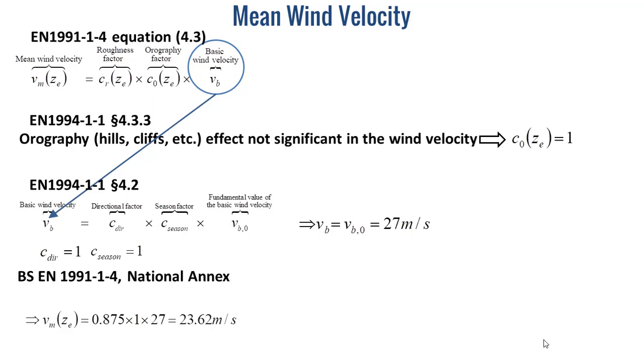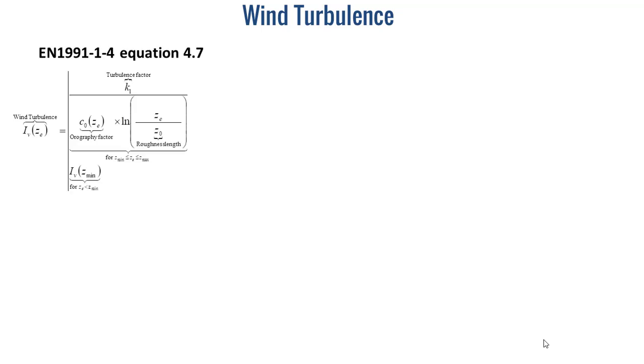Now we determine the wind turbulence using the formula that you see now. Also here we have a reference height ZE equal to 5 meter higher than Z minimum equal to 2 meters.